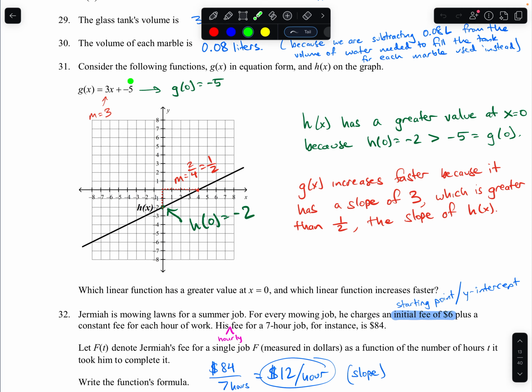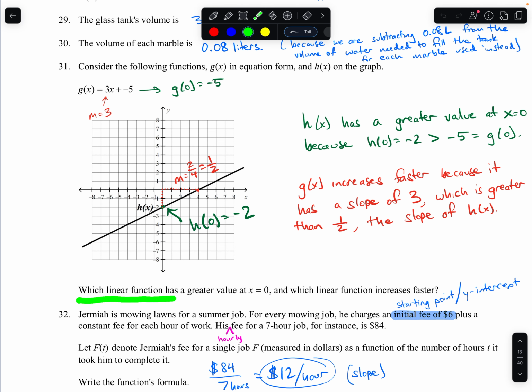So you should be able to tell me that g has a slope of 3 and a y-intercept of -5. And this graph h is still a function, and we can pick out its y-intercept. It's at -2, and it has a slope, a rise over run, of 2/4, which reduces to 1/2.